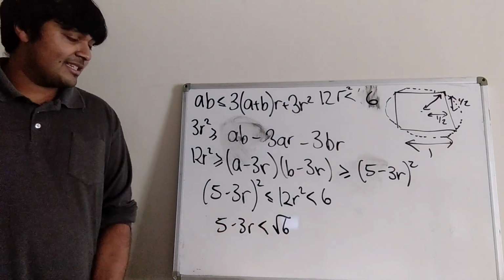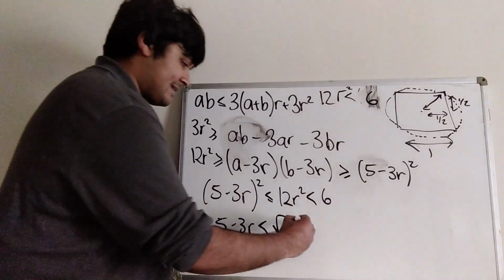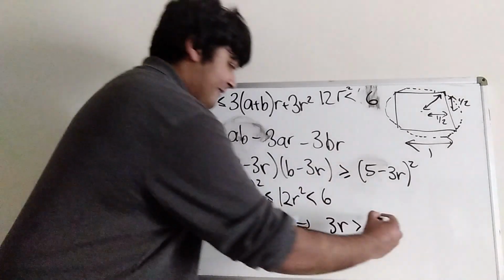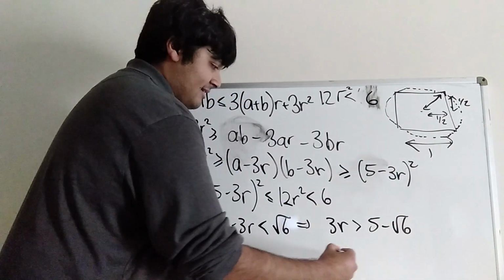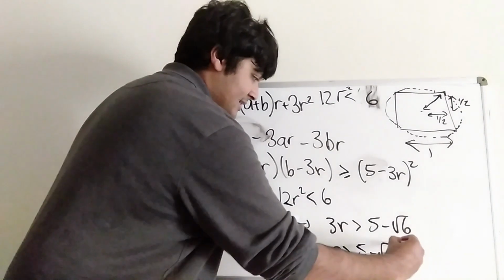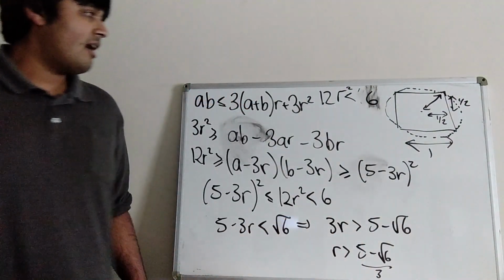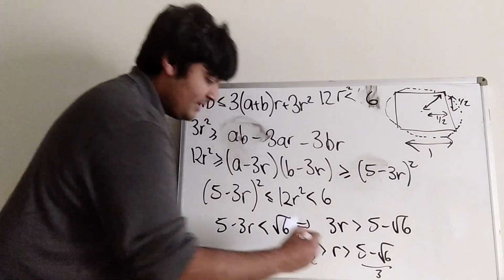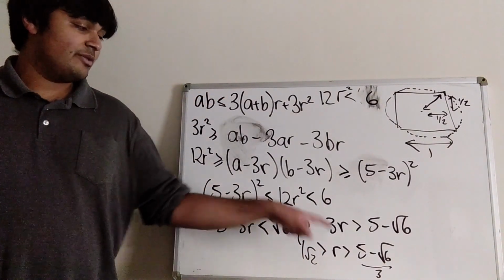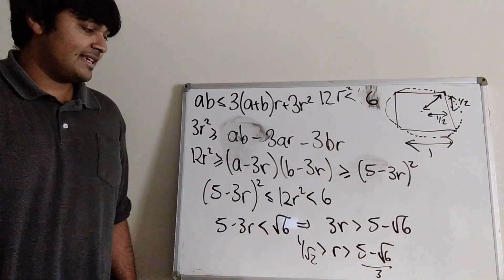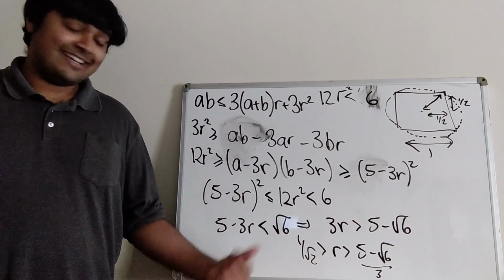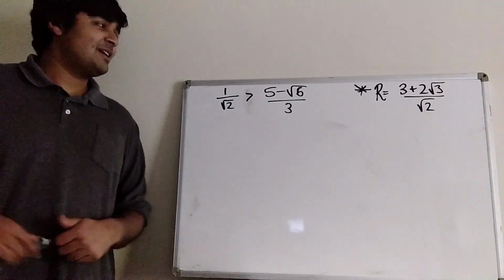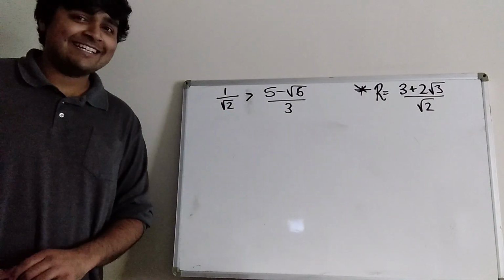So 5 minus 3r is strictly less than root 6, so that's going to tell us that 3r is bigger than 5 minus root 6, and then that means that r is bigger than (5 minus root 6) over 3, but we know that r is at most 1 over root 2, like so. So in theory we should have that 1 over root 2 is strictly bigger than (5 minus root 6) over 3, but as you'll see in just a second, this is not true. Okay, so we just said that 1 over root 2 is bigger than (5 minus root 6) over 3, and we want to show that this leads to a contradiction.